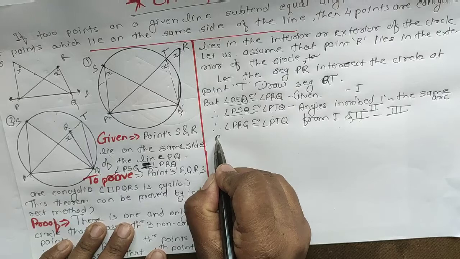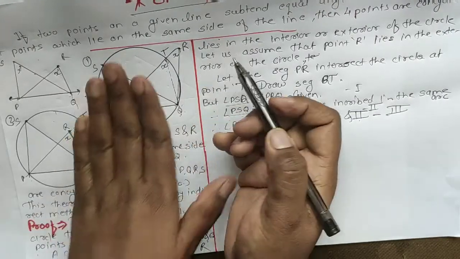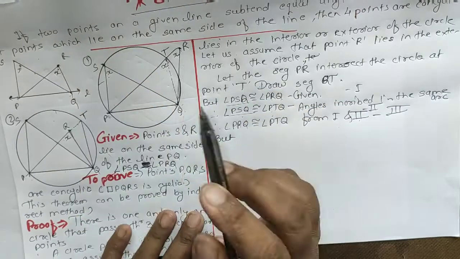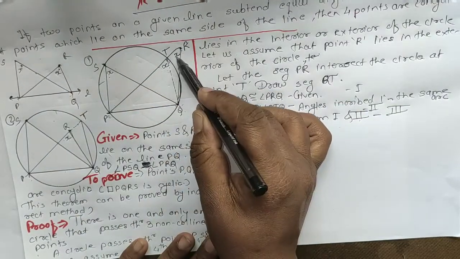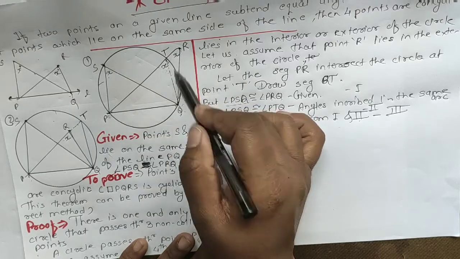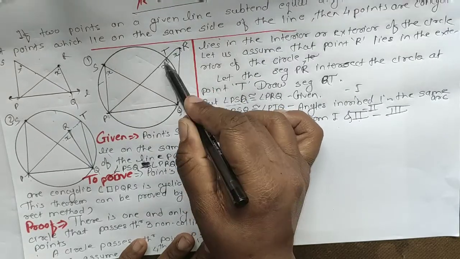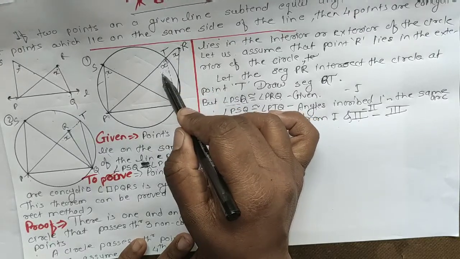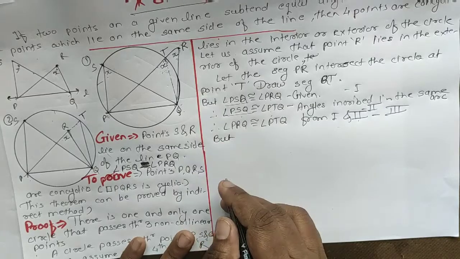But here, this angle PTQ is an exterior angle for triangle QTR, and as we all know, an exterior angle is equal to the sum of the remote interior angles. So angle PTQ is equal to TRQ plus TQR, the sum of these two angles. But we showed these are equal in measure, so whatever we said is wrong. So we will write that here.